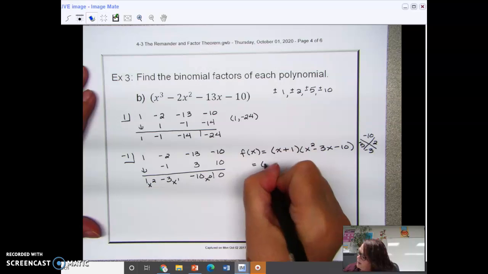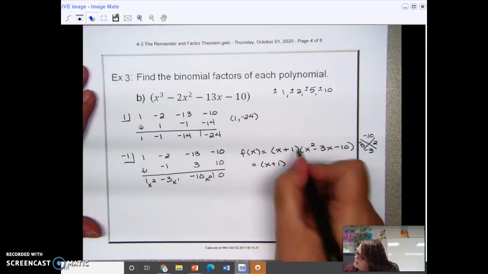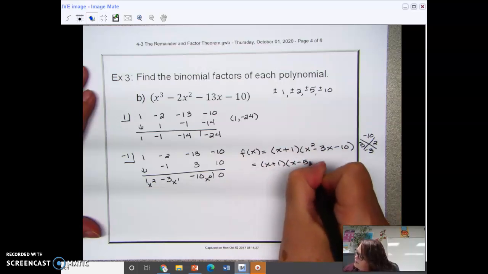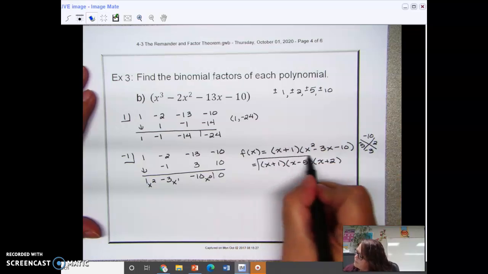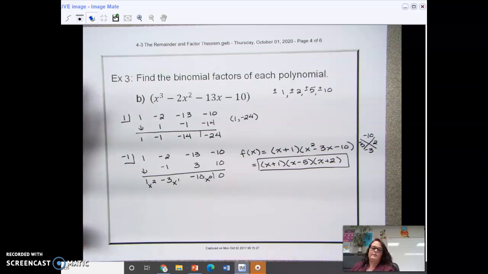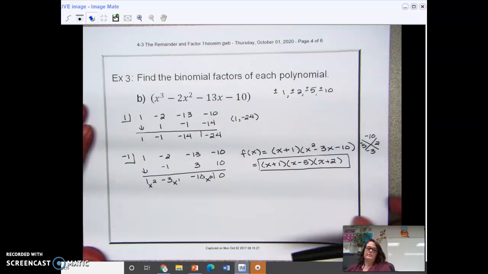So that means that we now have x plus 1 times x minus 5 times x plus 2. And that is considered fully factored. So again, pause if you need to, but I'm going to move forward to the next page.